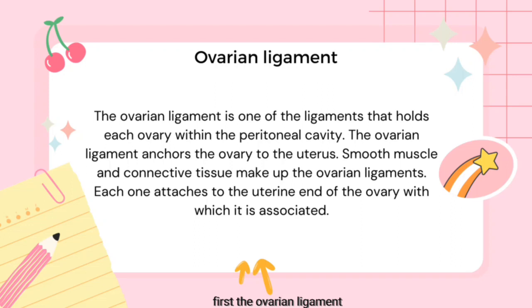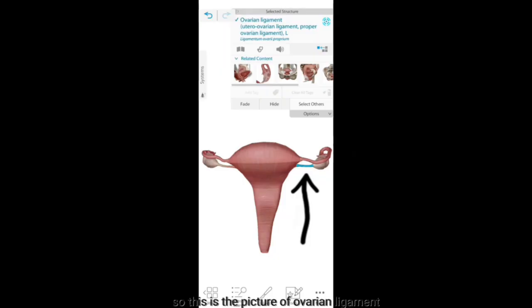First, the ovarian ligament. The ovarian ligament is one of the ligaments that holds each ovary within the peritoneal cavity. The ovarian ligament anchors the ovary to the uterus. Smooth muscle and connective tissue make up the ovarian ligaments, each one attached to the uterine end of the ovary with which it is associated. So, this is the picture of the ovarian ligament.